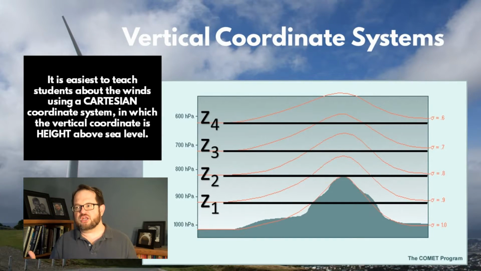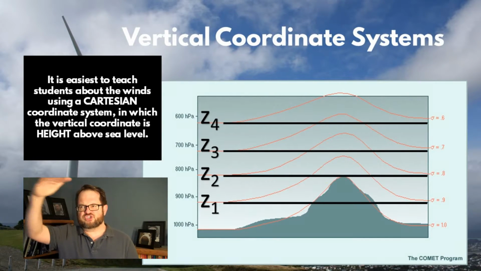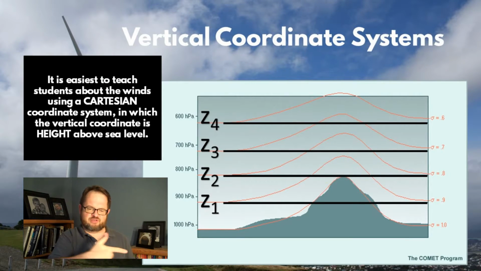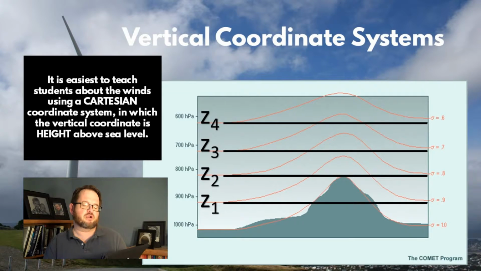This word Cartesian comes to us from the philosopher Descartes, who is credited with having developed graph paper. He understood you could describe things in a coordinate system where you have X and Y and Z describing east-west, north-south, and up and down. In this example over here, where I've got some terrain and that cross-section of the atmosphere, I've labeled four heights: Z1, Z2, Z3, and Z4.